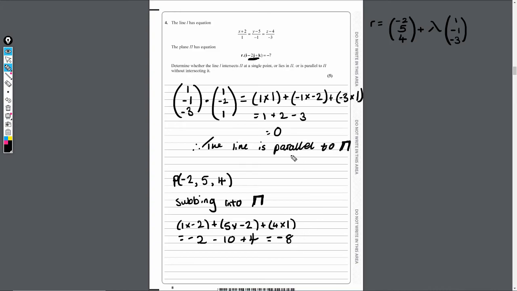So this clearly isn't equal to minus 7, right? Minus 8 is not equal to minus 7. This would have been a contradiction if we'd said minus 8 is equal to minus 7. So therefore P does not lie on the plane. Now the final comment we can make: if it doesn't lie on the plane, but it's parallel, what we can say therefore is that L is parallel to pi, but it doesn't lie in the plane.